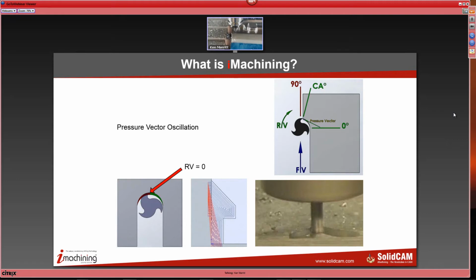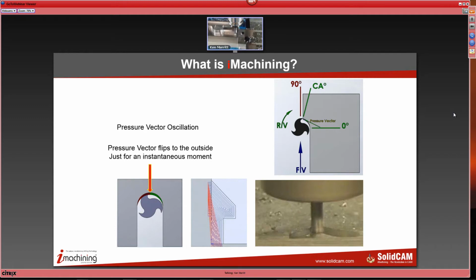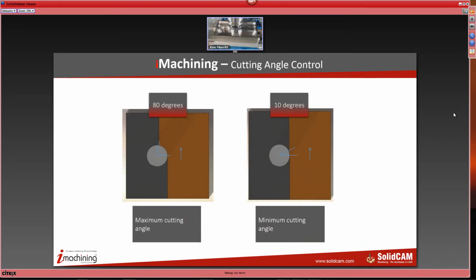At this point right here, at the absolute 90-degree quadrant, relative to the direction of travel of the tool, the rotational velocity, or I should say the effective rotational velocity, as it applies in the mathematical equation, the ratio of rotational velocity to forward velocity, that effective rotational velocity becomes zero for an instant in time. And at that moment in time, the pressure vector actually flips to the outside of the tool and is pushing inward on that flute instead of where it belongs underneath. Now, that only happens for a moment in time, but it's devastating on a tool, okay?